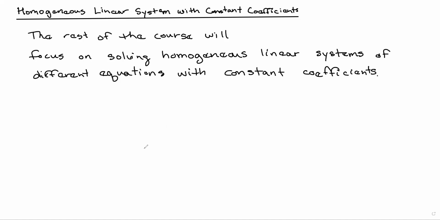So we're going to spend the rest of the course covering homogeneous linear systems of differential equations with constant coefficients. They have the form x prime equals Ax, where A is a constant matrix. So it's made up of constants.